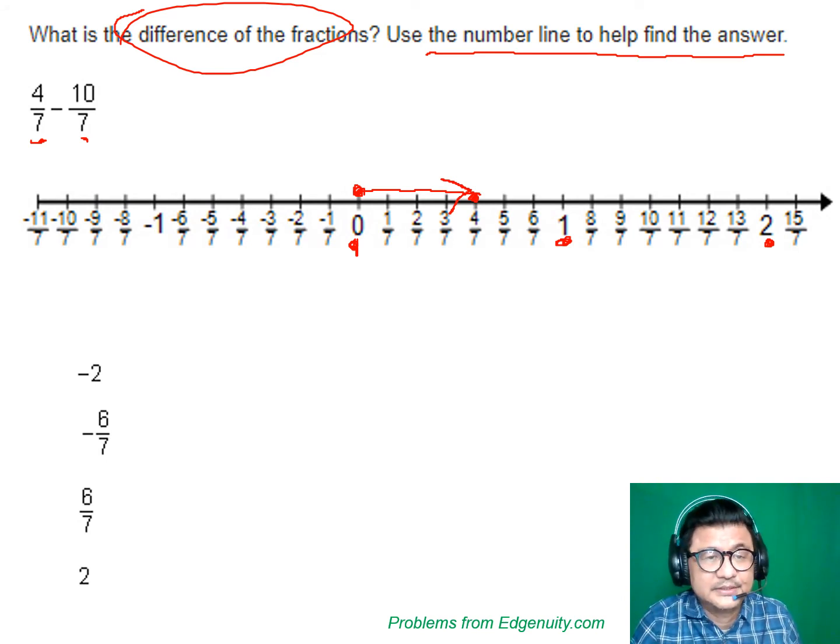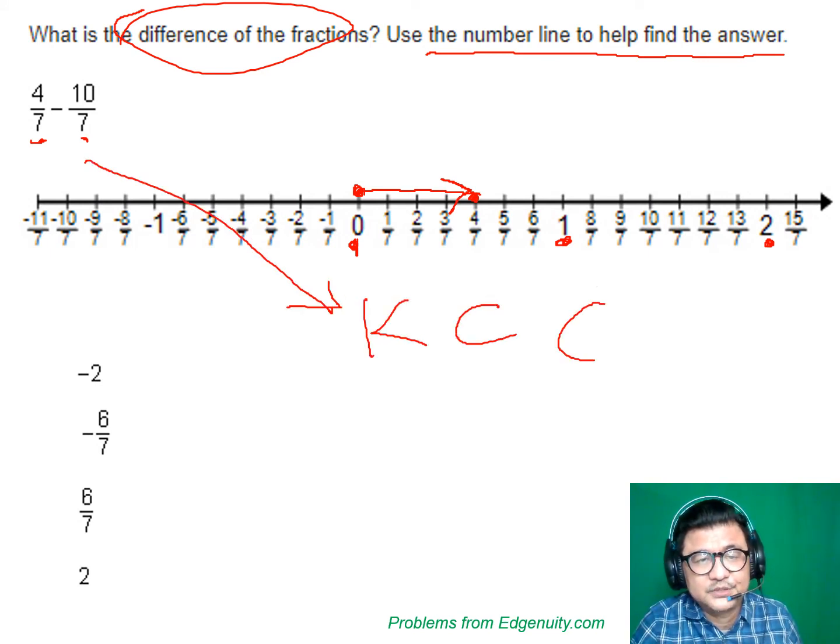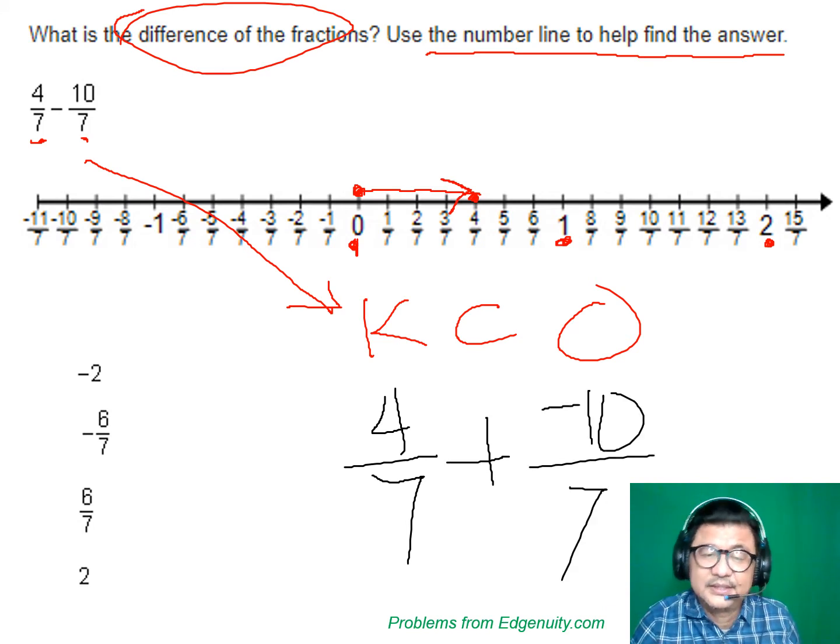4 sevenths. But now, before we proceed, remember keep change opposite when you subtract. So that means I'll have to rewrite it as 4 sevenths plus, now the opposite of 10 sevenths will be negative 10 sevenths. Okay, so how do you add a positive and a negative?